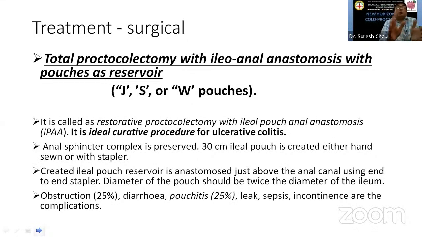So obstruction you have to treat with either a side-to-side anastomosis, but suppose you have got a definitive clinical diagnosis that it is ulcerative colitis: take out the complete colon, and you can treat the obstruction by ileoanal anastomosis. Diarrhea, again surgery, pouchitis, leak, sepsis, and incontinence are all complications, but you can prevent these complications by taking specific measures when doing surgery. If you do elective surgery, these complications can be avoided or minimized.